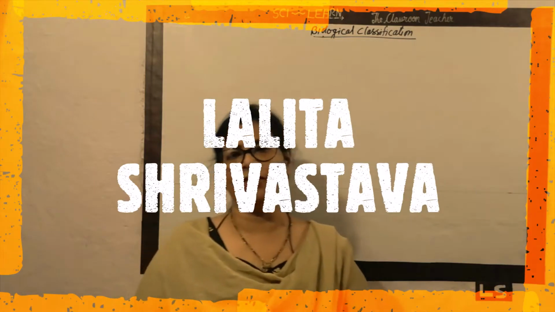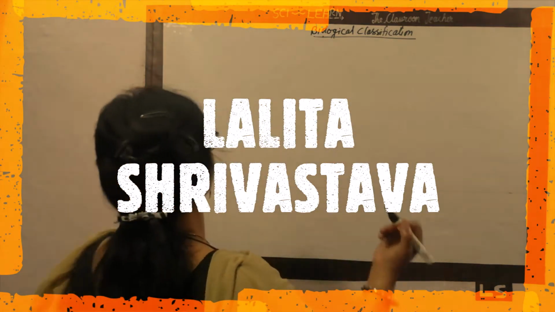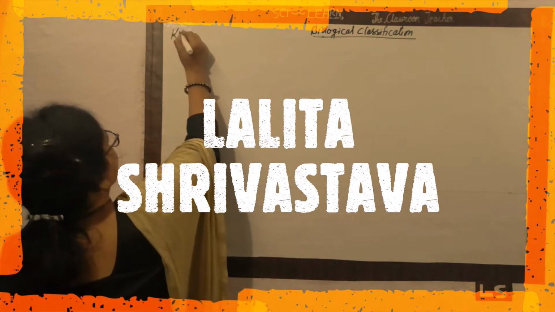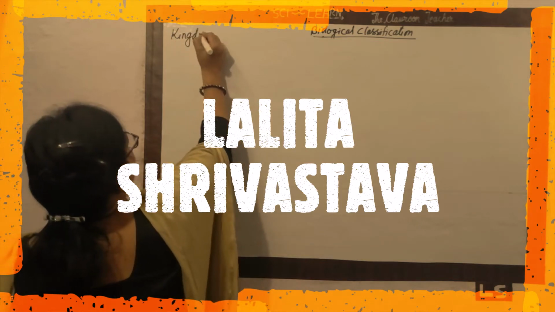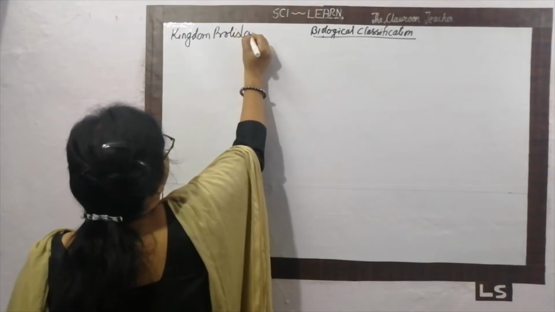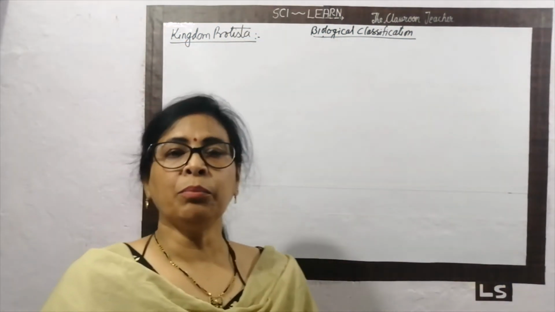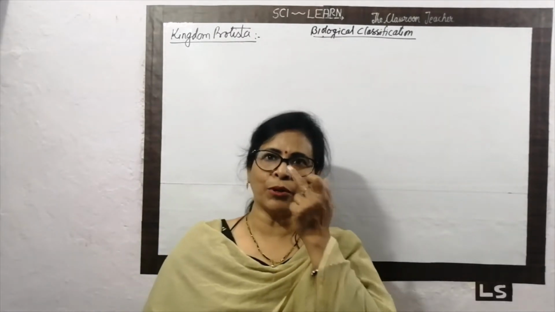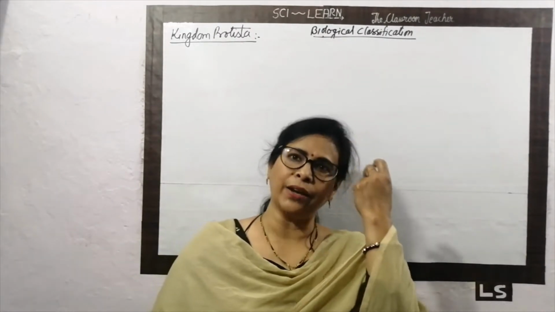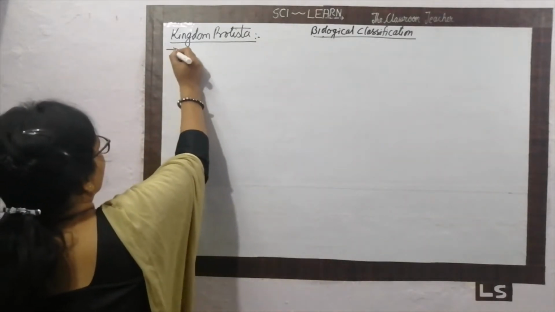Once again, class 11th. The second kingdom we have to study about is PROTISTA. Now, what is the PROTISTA group? Our first important point is that they are eukaryotes, but they are unicellular. They are unicellular eukaryotes.